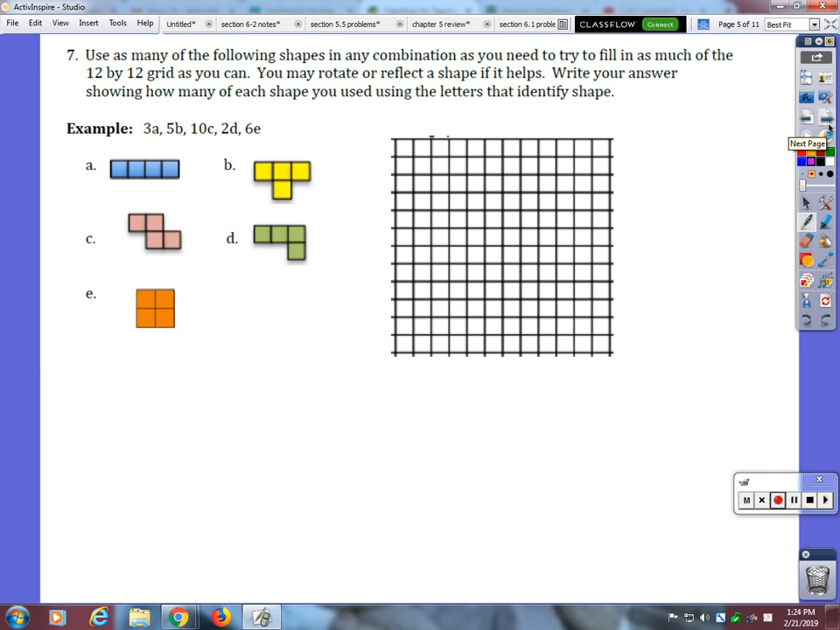All right, number 7, use as many of the following shapes and any combinations as you need to try to fill in as much of the 12 by 12 grid as you can. So now we're playing Tetris.